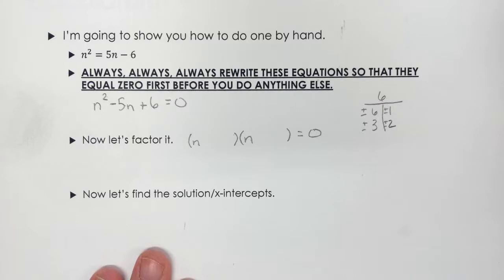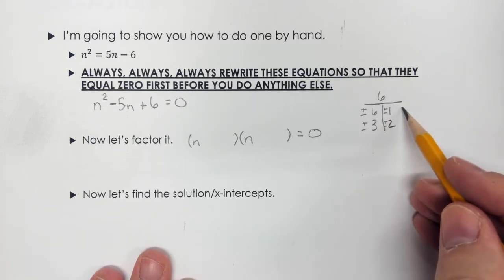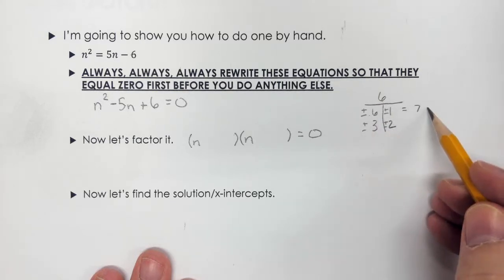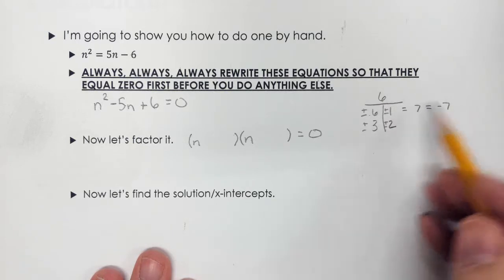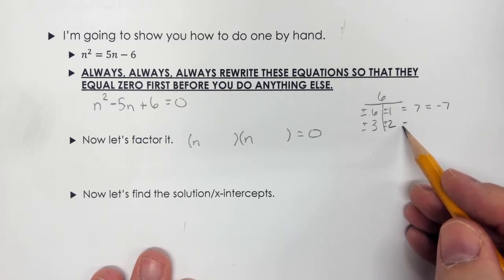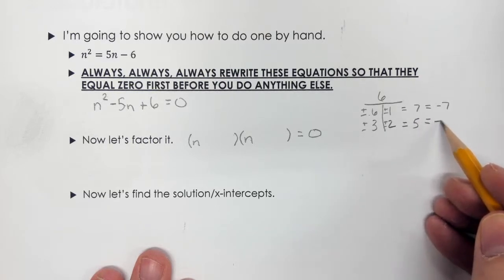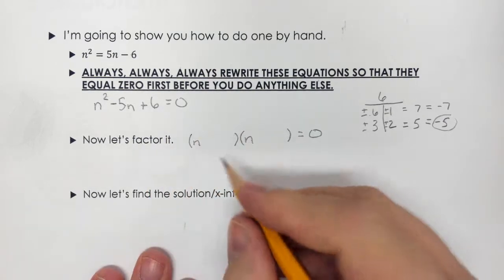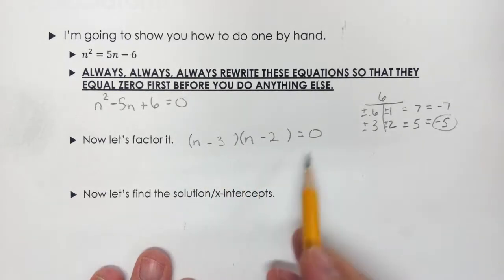If I do positive 6 and positive 1, that's going to be 7. If I do negative 6 and negative 1, that's going to be negative 7. So that's not going to work. If I do 3 and 2, both positive, I get 5. If I do both negative, I get negative 5. Negative 5 is what I was looking for, so I'm going to do negative 3 and negative 2. There we go, all factored out.